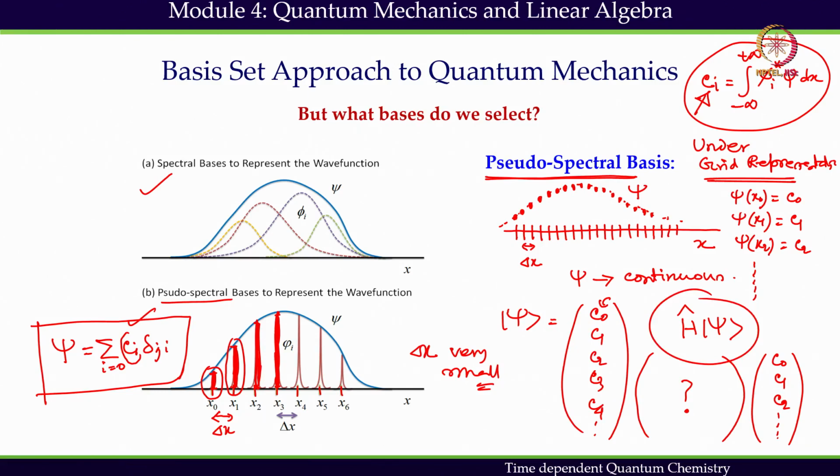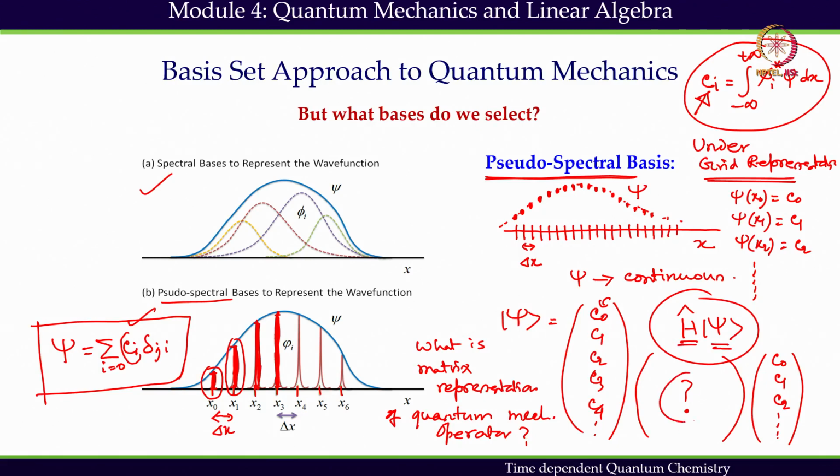What is the matrix representation of a quantum mechanical operator? Because I have to operate the Hamiltonian operator on this wave function, I need to find out the matrix representation of the Hamiltonian operator.